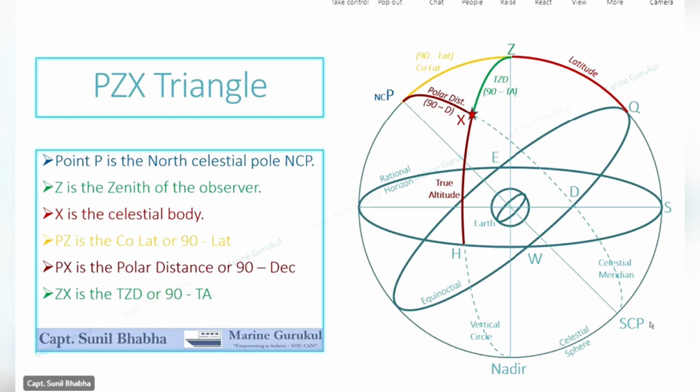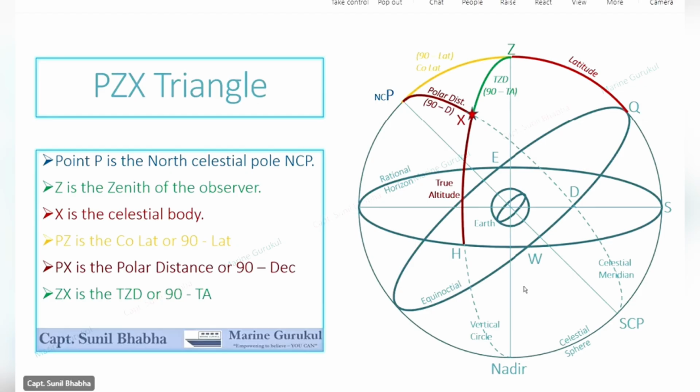Okay, beta. P to Q is 90 degrees. Q to Z is the latitude. So P to Z is 90 minus latitude, also known as the co-latitude. Right, beta? And if you come to the celestial pole to equinoctial, that will be 90, from pole to Q. That's right. P to Q will be 90. Yes, sir. Okay.